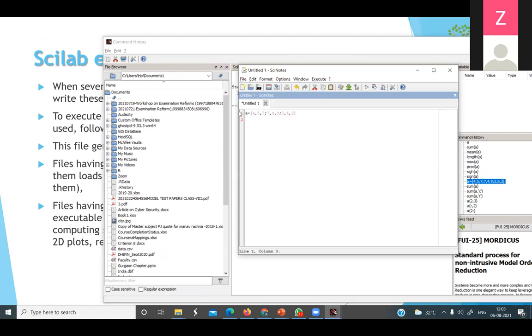So matrix A is done, B is equal to a matrix of ones, which is of order 3x3, and C is a matrix of random numbers, again of 3x3 order. I want to do multiplication, D equal to, say, A into C. And now I want to execute.